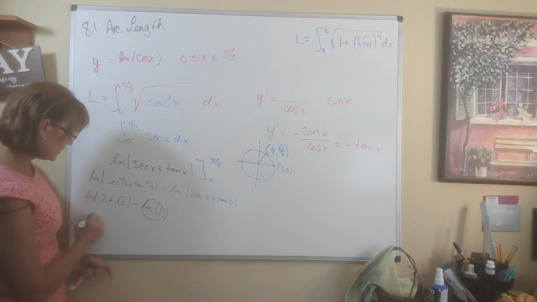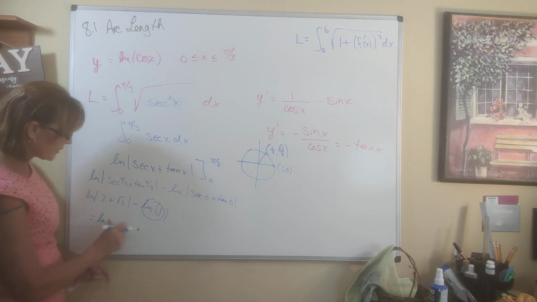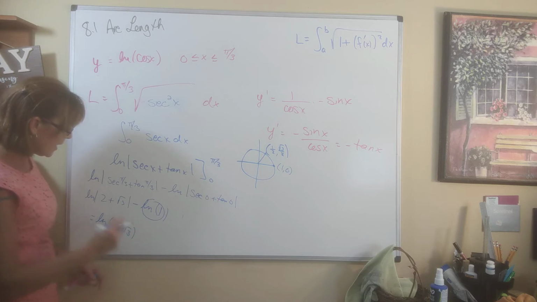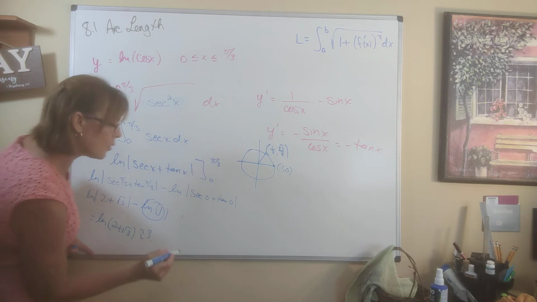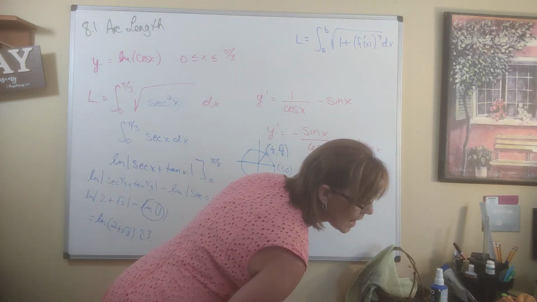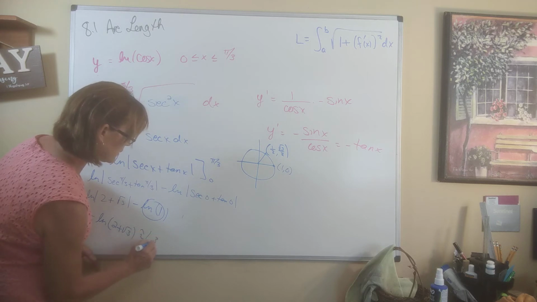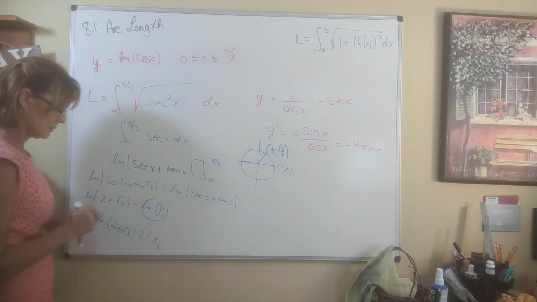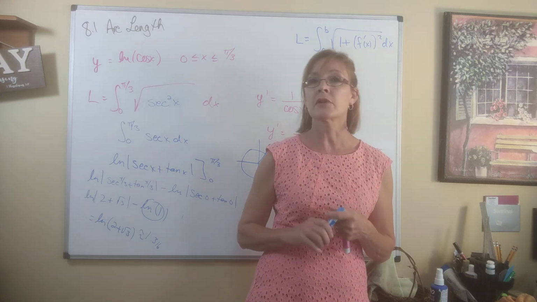So this reduces to the natural log of, and really we don't need absolute values here because this is a positive value, 2 plus the square root of 3 is what that ends up being. And so this is approximately equal to 1.316. Okay, so that is number 3, had a little bit of a trick.